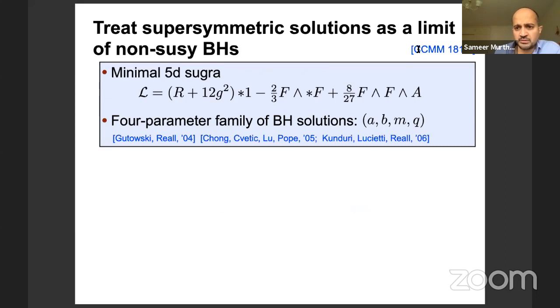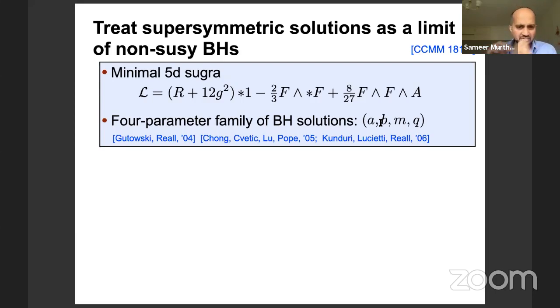So what we said, this was a paper with Alejandro Cabo Bisset, Davide Cassani, and Dario Martelli, is that you have to treat these solutions as limits of non-supersymmetric black holes. So you look at minimal 5-dimensional supergravity. That has a 4-parameter family of black hole solutions. These are the 4 parameters, roughly corresponding to mass, charge, and 2 angular momenta.